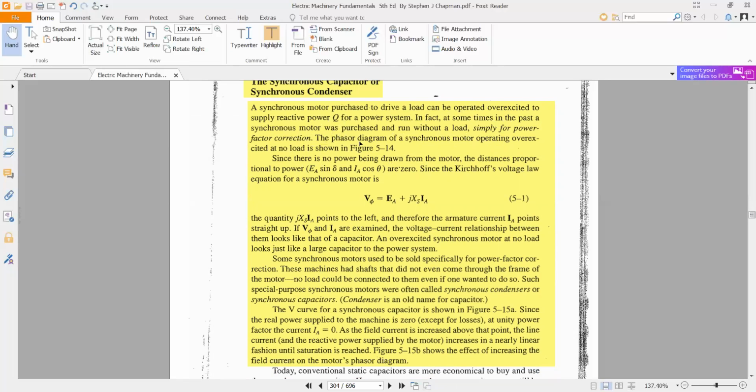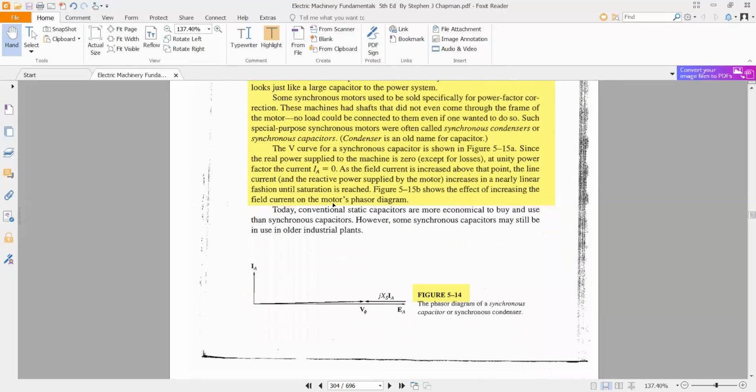Such a motor phasor diagram has been shown in figure 5.14. You can see that in this case, this is V phase. Here, the motor is operated in overexcited conditions, so EA is larger than V phase, and you can see that the current IA is leading the voltage V phase by exactly 90 degrees.